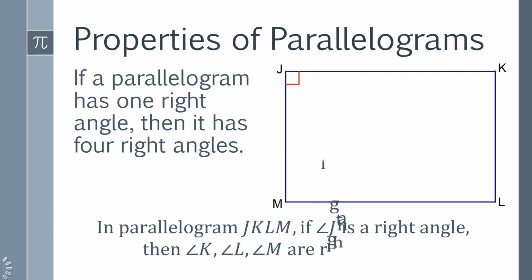Okay, so if I tell you it's a parallelogram, and if one of the angles is a right angle, well, since opposite angles are congruent, then this angle L would have to be a right angle. And since angle J plus angle M add up to 180, as angle J and angle K would have to add up to 180, well, 180 minus 90 is 90. So the remaining two angles would also be 90 degrees. So if I have one right angle, then I have four right angles.